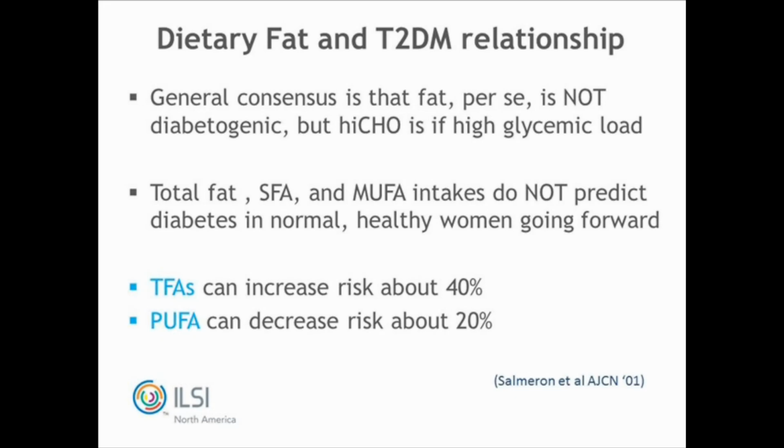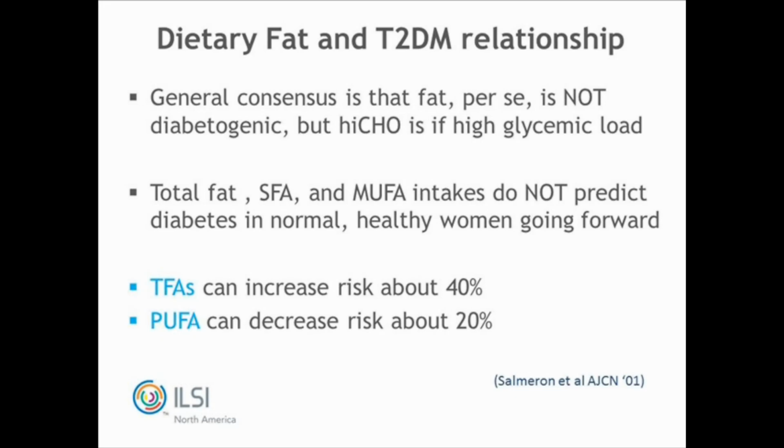It can be, in the sense that if you eat too much fat along with too much carbs and you don't exercise, you get overweight, and that's a high risk for diabetes. But if you correct for the overweight and just look at people that eat a lot of fat and don't get overweight, they're not pre-diabetic, they're not going to get diabetes. On the other hand, as I just showed you in my model earlier, high intake of simple carbohydrates is a relatively good predictor of risk for diabetes. Total fat, saturated fat, and monounsaturated intakes do not predict diabetes in normal, healthy women going forward.